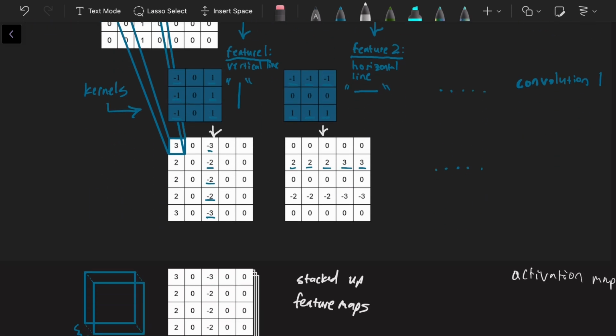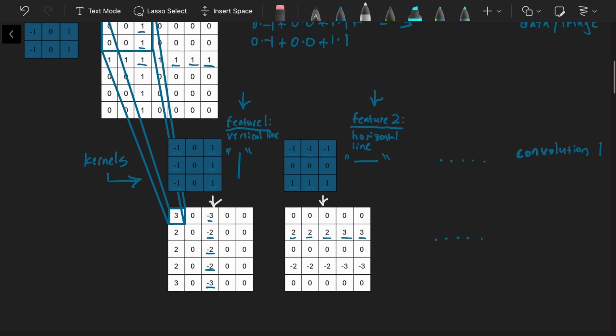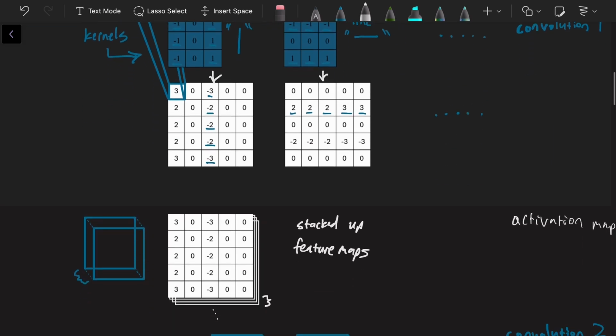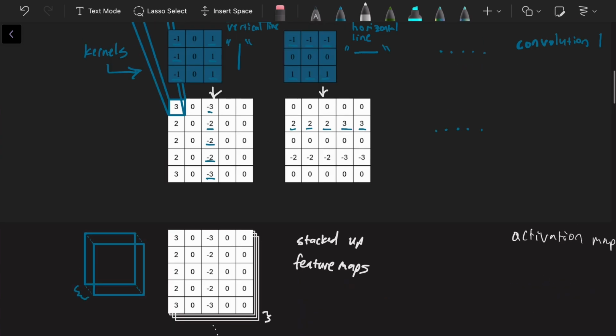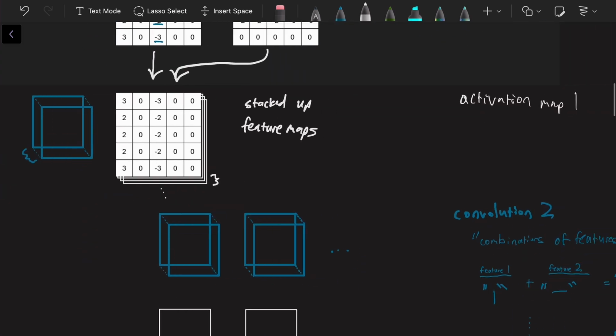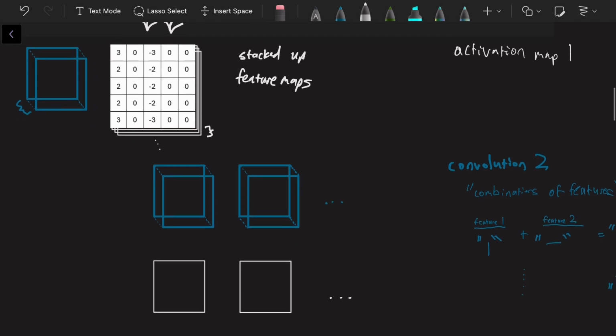So we have each of these activation maps, and while I've only drawn out 2, you can have 4 different kernels, you can have 16, even 32, okay? And you can have more than that actually. So after you get all of these feature maps, generally in a CNN, we stack them up into tensor form. So we have this stacked up feature map, okay? So that's the output of our first layer.